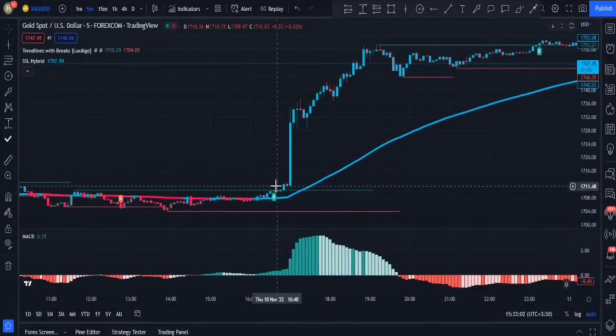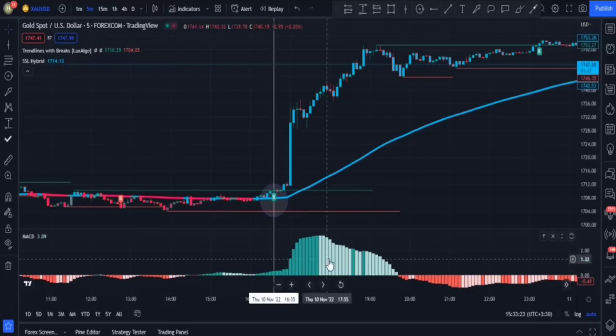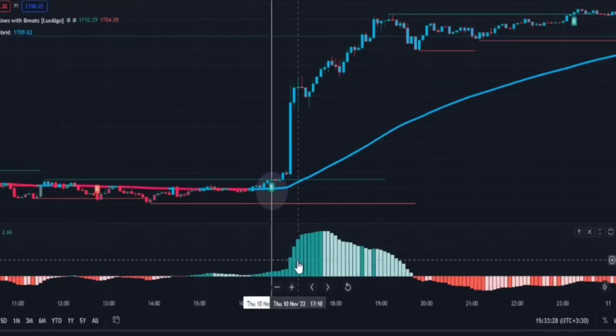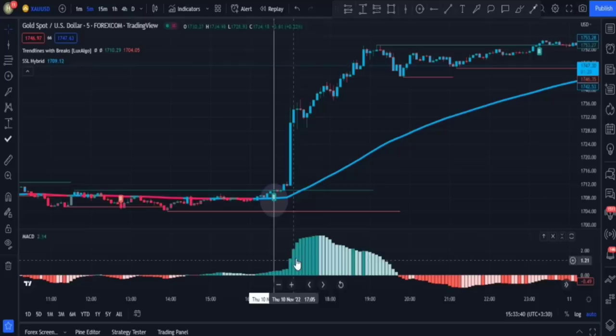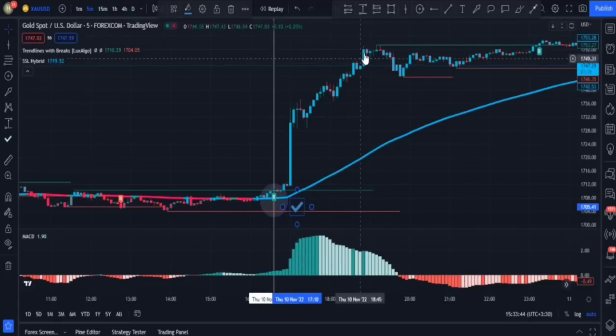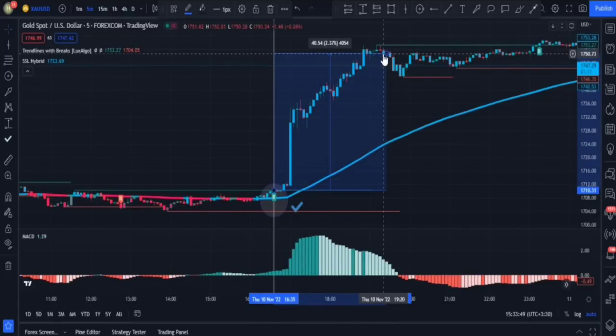And for long signals, it is the exact opposite. This long signal here has been confirmed by SSL Hybrid, but to get a validation from MACD, we need to analyze its histogram. The buy signal is valid if the MACD's histogram is above the 0 line. So this buy signal here is also valid, and we could use it to enter a trade.